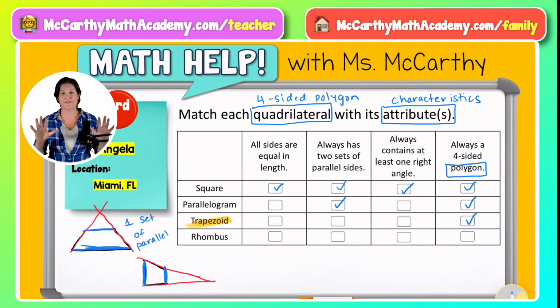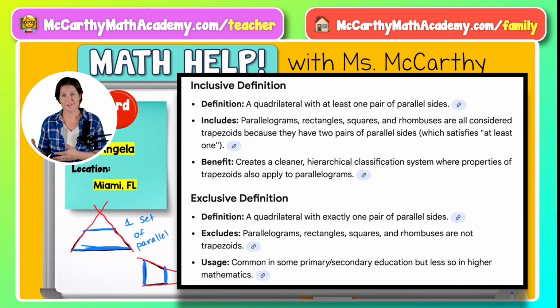Pause here for a second because there are actually two definitions of trapezoids floating around. There's an inclusive definition and an exclusive definition. This is the editing Miss McCarthy here, and I just wanted to let you know that Florida has adopted the inclusive definition, which states that a quadrilateral with at least one pair of parallel sides is considered a trapezoid. So this does include parallelograms, rectangles, squares, and rhombuses are all considered trapezoids. Now, some schools or states may use the exclusive definition, so definitely check with your child's teacher or with your state to see which definition you should be studying.